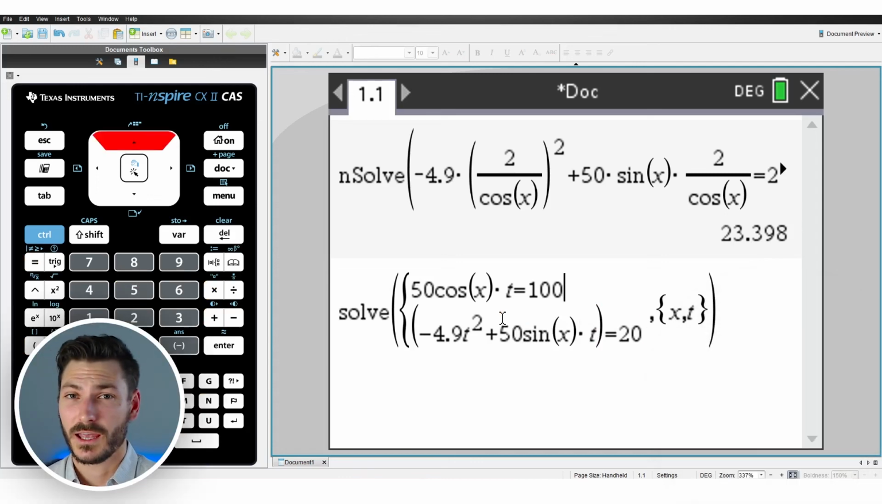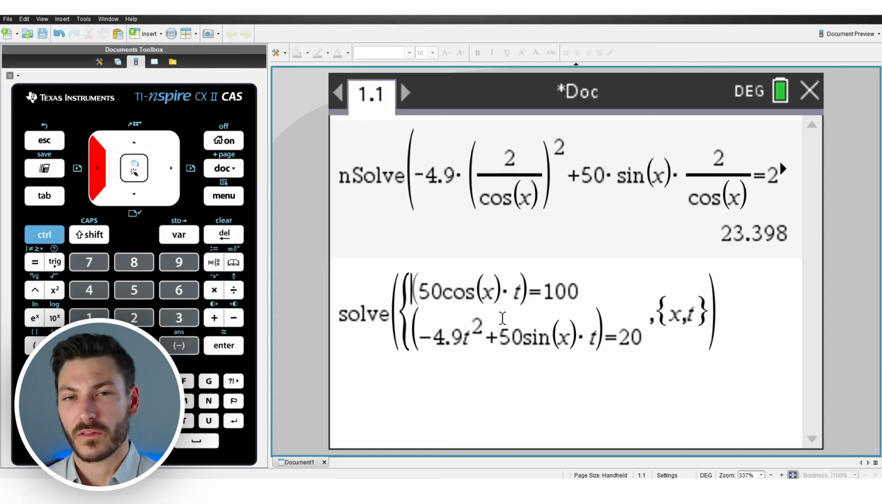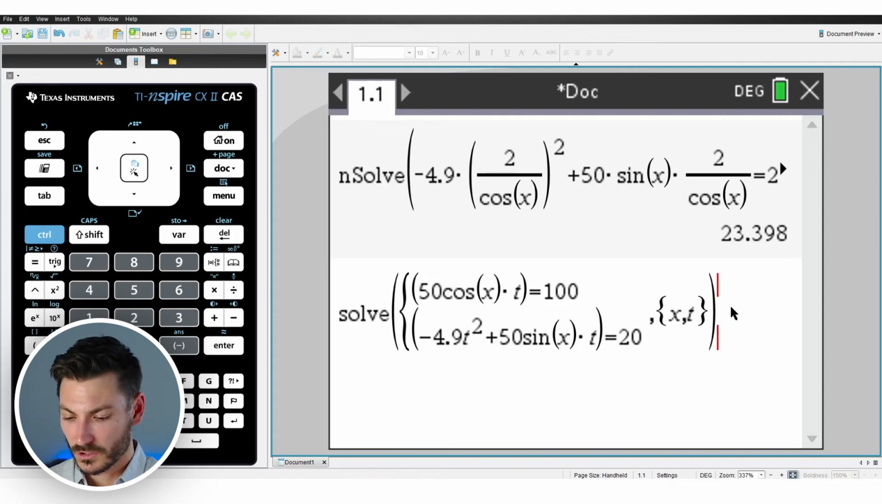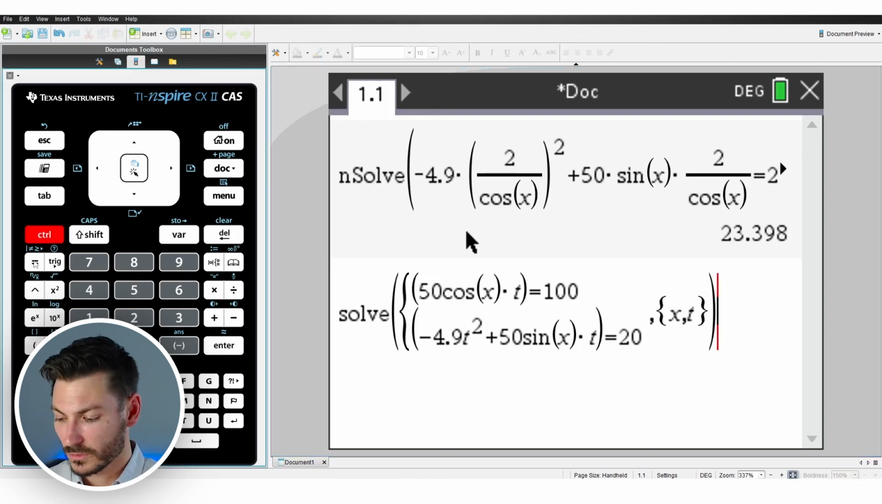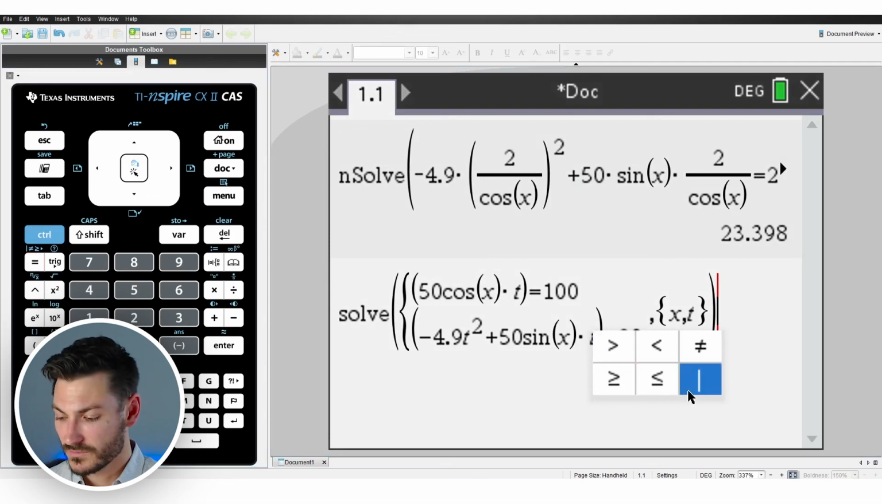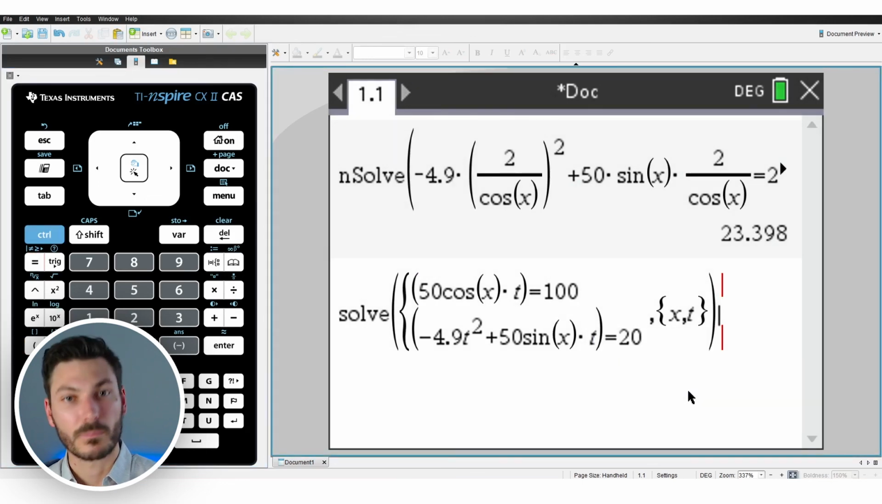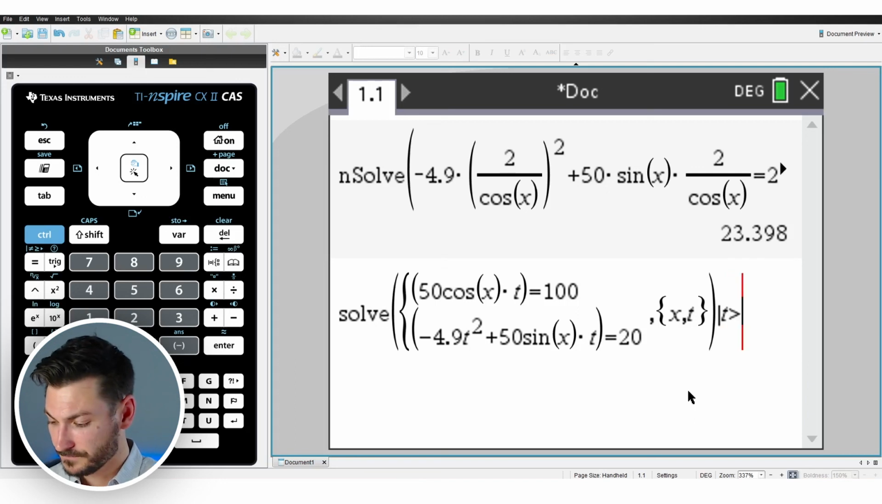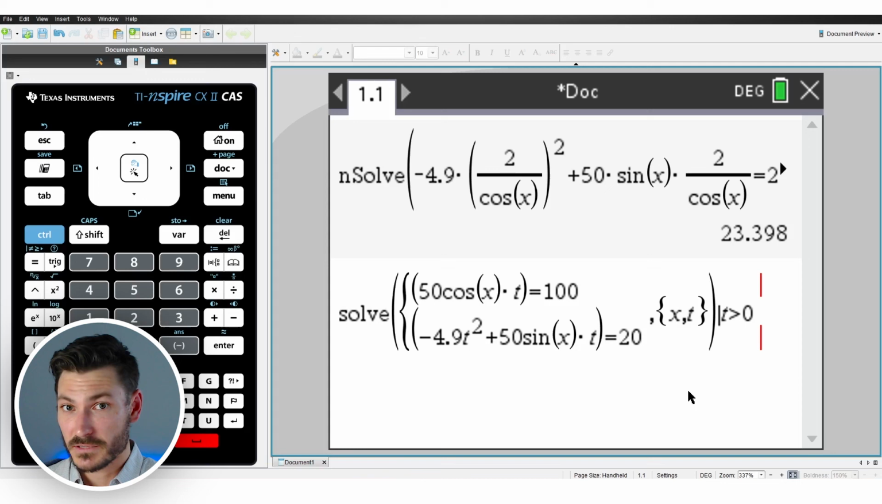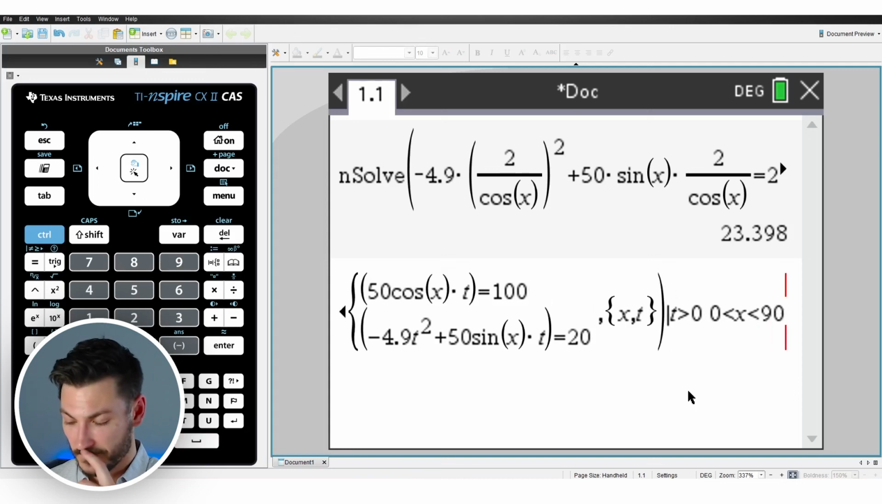Alrighty, I can just go ahead and press enter here, but I want to add a couple of conditions because I don't want time to be less than 0, and I also don't want the angle to be obtuse. I want it to be an acute angle. So first of all I go control equals to get this vertical line, which represents my 'given' symbol. This is telling the function that I want it to impose restrictions. The first restriction is that time is greater than 0, which should be a pretty easy one. Spacebar, and 0 is less than x, which is less than 90. So my angle has to be between 0 and 90 degrees.